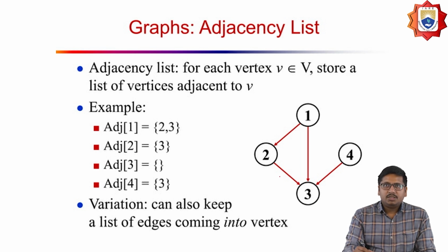So an adjacency list means that for every vertex V belonging to V, we store a set of vertices that are adjacent to V. So if I consider vertex one, the adjacent vertices connected to one are two and then three, so this should be one list. And the adjacency of two, that means the edges connected from two to other vertices, should be three here. For three there is no vertex leaving from the node, so that's why it should be null here. And for four it should be three. The variation is that we can also keep the list of edges that come into a vertex.